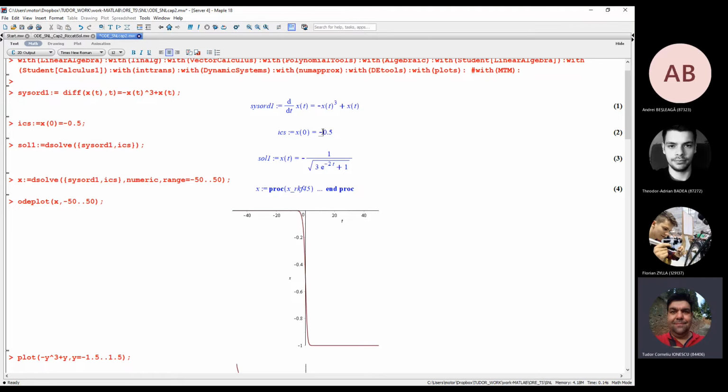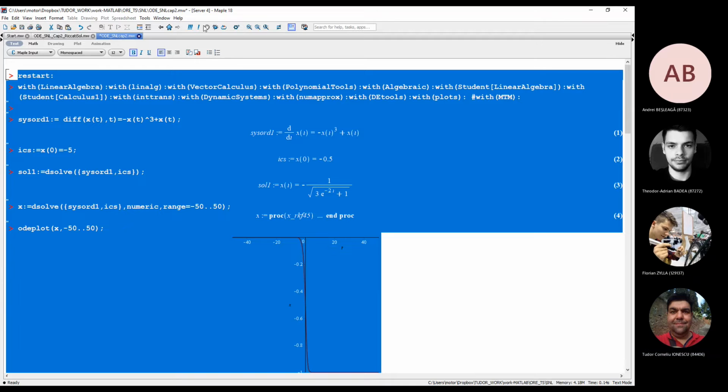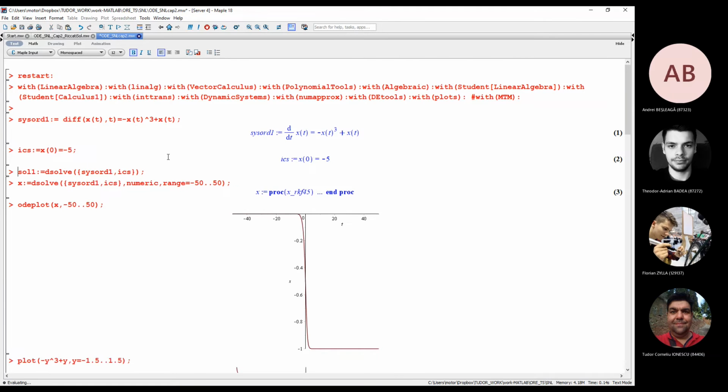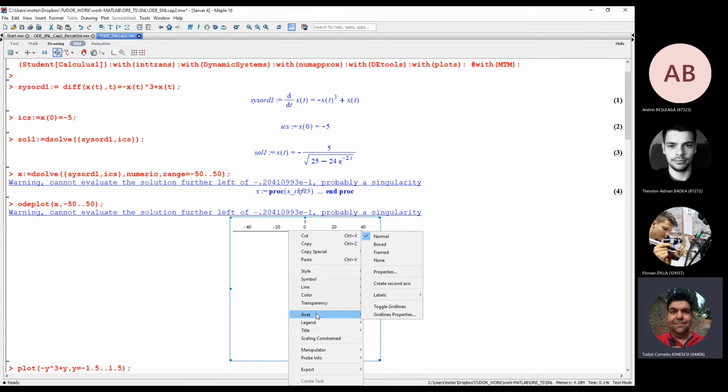Now let's see what happens if you take a less than one initial condition. Let's see. Well, you see, it's a vertical asymptote. It's a vertical asymptote, just like we had earlier. Here we have the bands. So this is the semi-line.